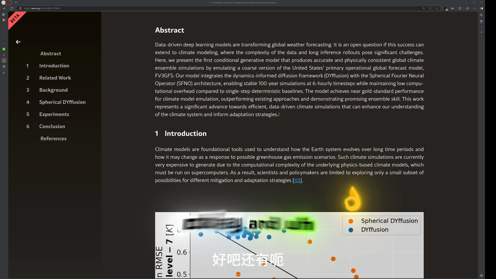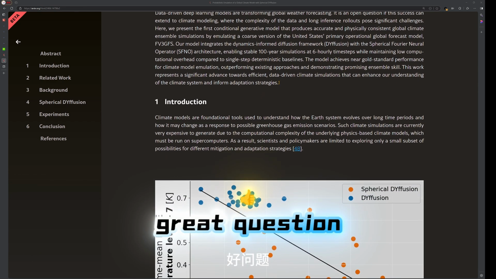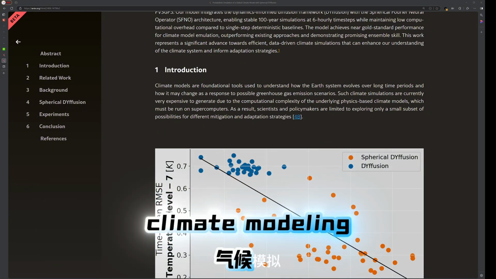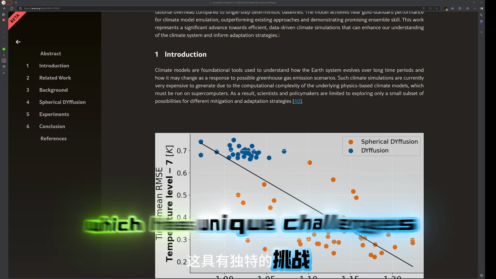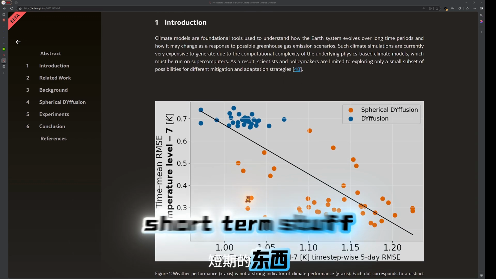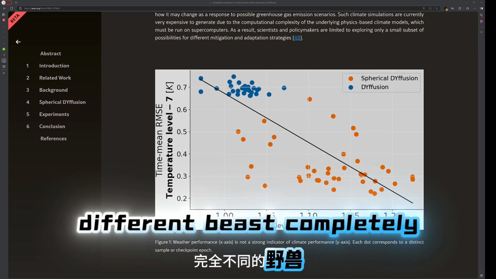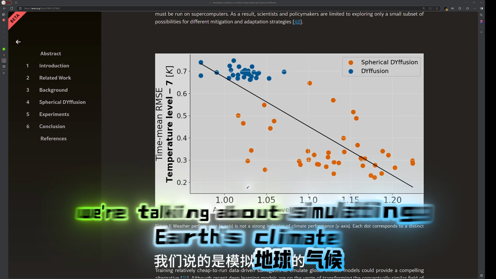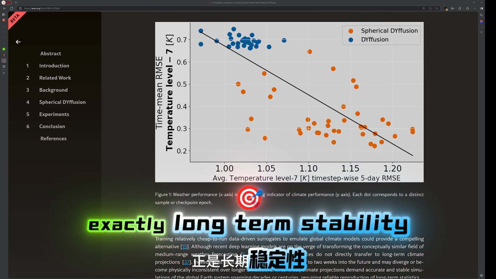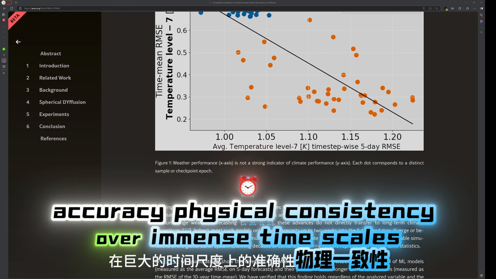Okay, and for our listeners who are machine learning experts, why should they care about this? Great question. They should care because these techniques are being used to tackle climate modeling, which has unique challenges. Right. See, machine learning has revolutionized weather forecasting, short-term stuff, but climate modeling, different beast. Completely. We're talking about simulating Earth's climate over centuries, way beyond just tomorrow's weather. Exactly. Long-term stability, accuracy, physical consistency over immense timescales.